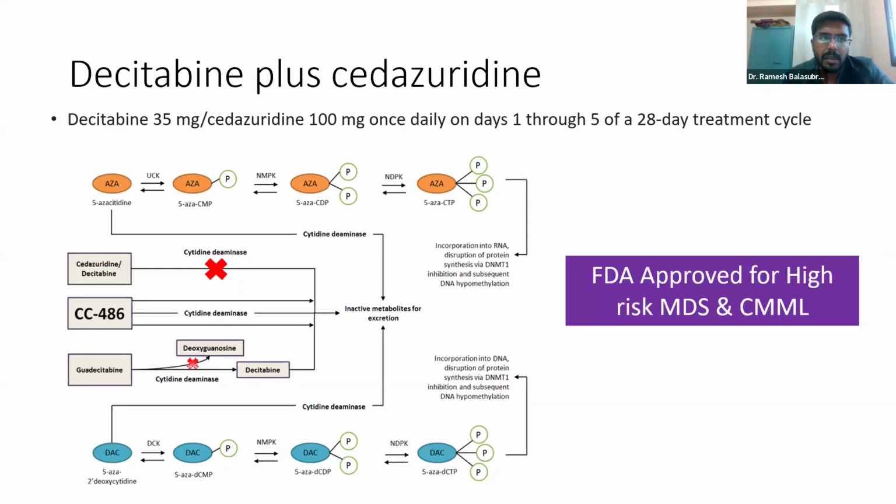All the hypomethylating agents are analogs of the pyrimidine. This binds to the DNA specifically during the synthesis phase, and it inhibits the DNA methyltransferase, and thus it causes hypomethylation. And this is metabolized by cytidine deaminase, because of which the bioavailability is poor. To circumvent this, they have added cedazuridine to decitabine, which is a cytidine deaminase inhibitor. So this combination is decitabine 35 milligrams with cedazuridine 100 milligrams. Bioavailability is good because of inhibiting the cytidine deaminase. It's given once daily from day 1 to 5 of a 28-day cycle.